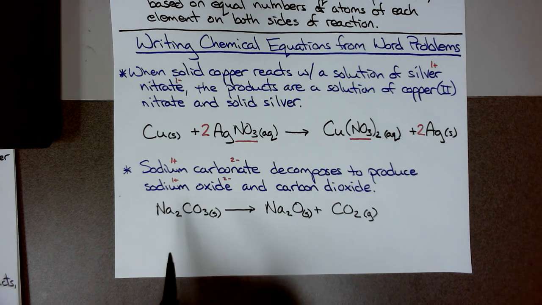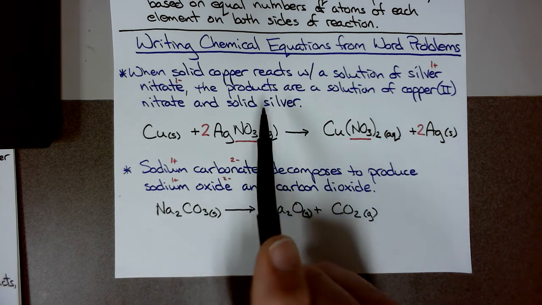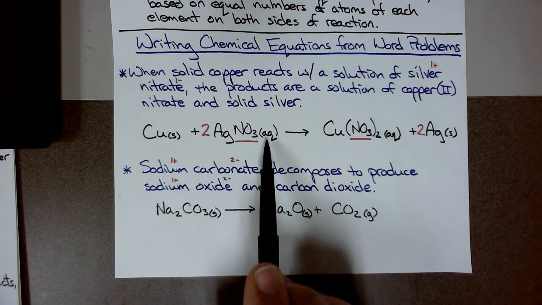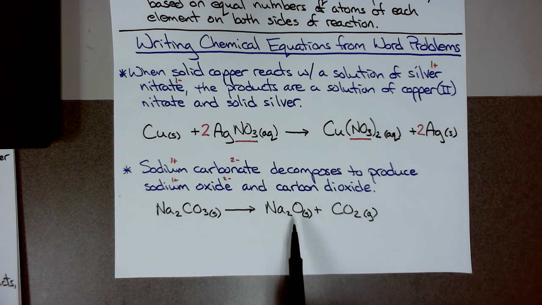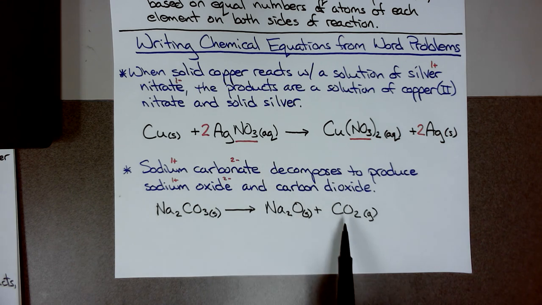So ionic compounds are solid unless it says they're in solution, which we'd say aqueous, and then covalent compounds, small binary covalent compounds are gases, except for water and ammonia.